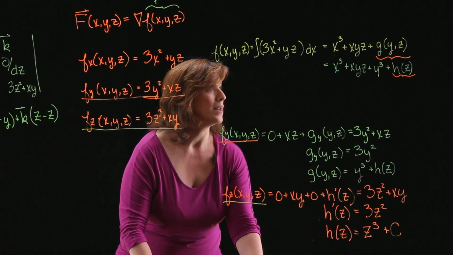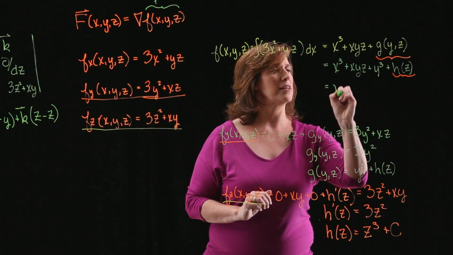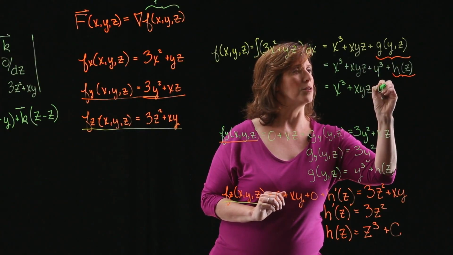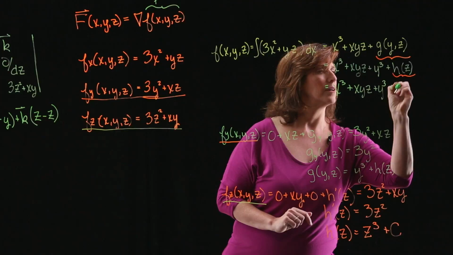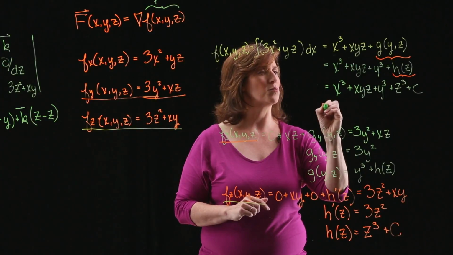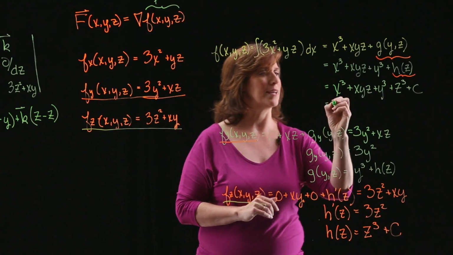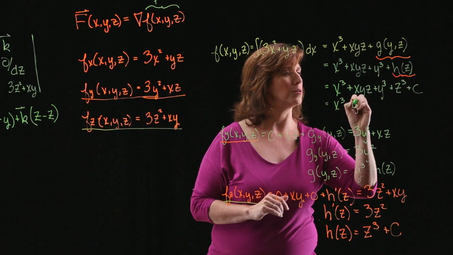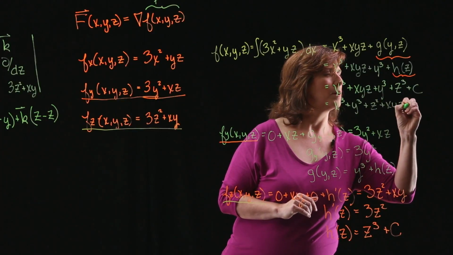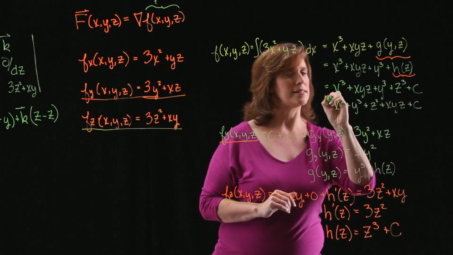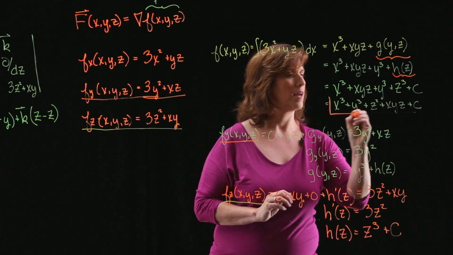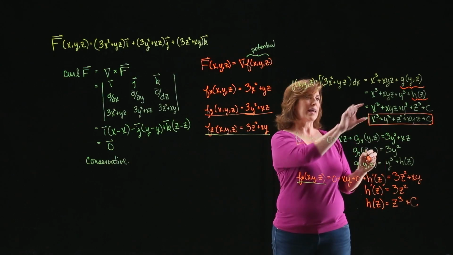So now I have x cubed plus xyz plus y cubed plus z cubed plus a constant. Oftentimes you'll see this written with the x cubed, y cubed, and z cubed together. So x cubed plus y cubed plus z cubed plus xyz plus c. This is my potential. Again, either form is correct.